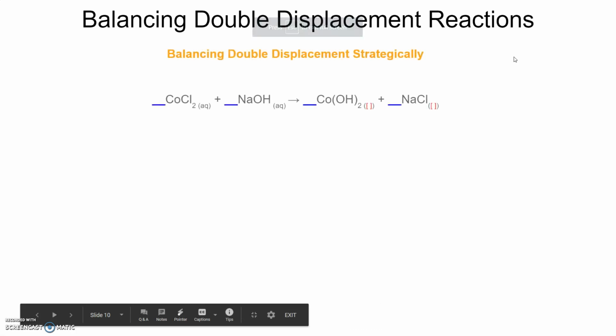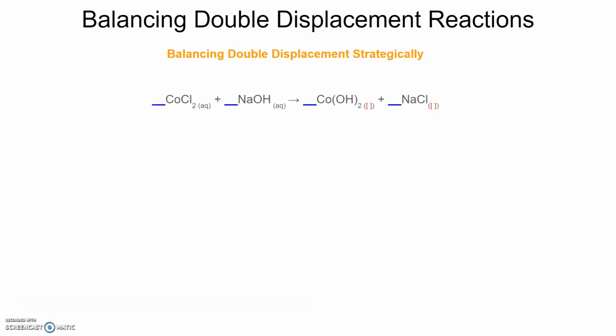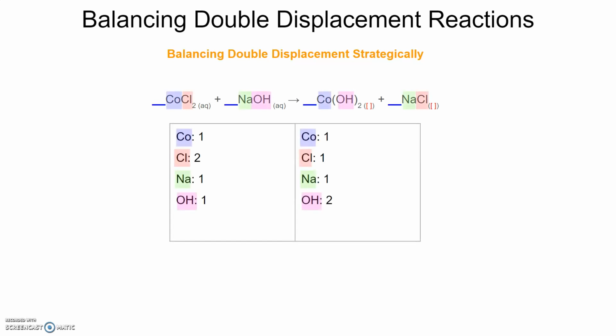All right, so for this reaction, since it's a double displacement reaction, remember when we're balancing, instead of listing each element, I'm going to list the cations and anions. All right, and here they are. And then I'm going to change the coefficients until they're balanced.